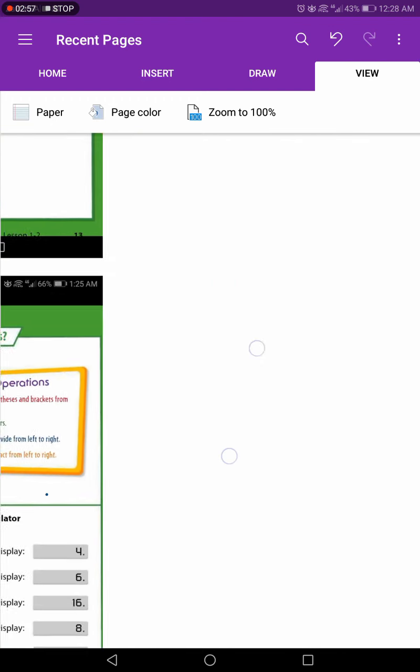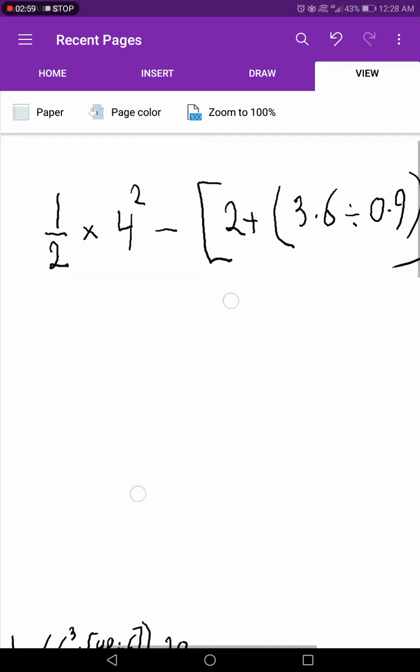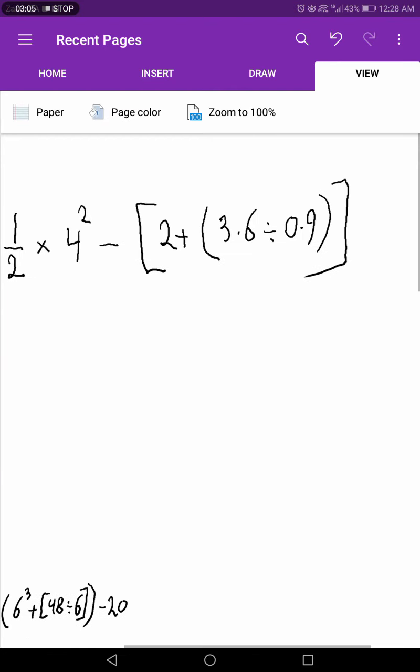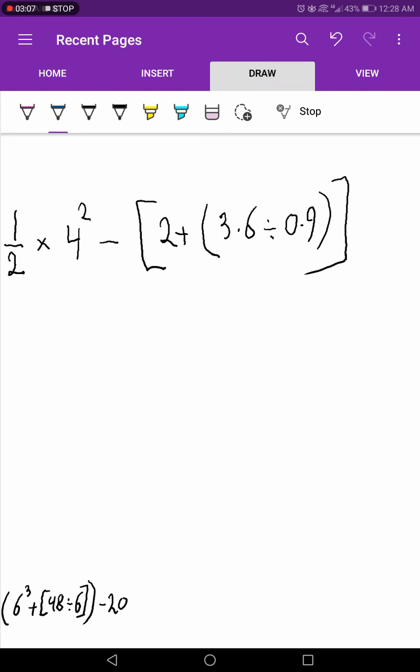Now I will move to this example. How to evaluate this expression? Regarding the order of operations, we have to find the value of the numbers inside parentheses from inside to outside. So inside parentheses we do this operation, division. The first one here, we have to execute 3.6 divided by 9/10.